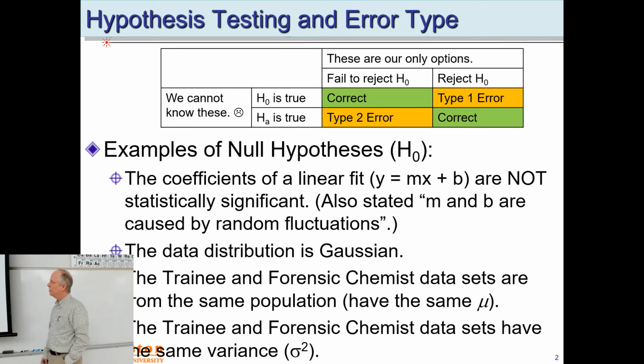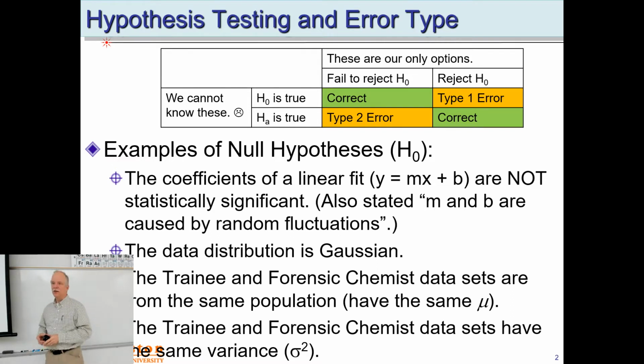And then another null hypothesis might be that the trainee and forensic chemist data sets have the same variance. Remember, variance is another word for standard deviation. It's standard deviation squared. So saying they have the same variance means they have the same uncertainty. Notice how that's totally different than accuracy or the same mean. They could have the same mean and different variances, or different uncertainties. Or they could have the same uncertainty but different means. So those two things are independent. The whole peak could shift left or right, or the peaks could be narrow or fat. Okay, so those are two different things.